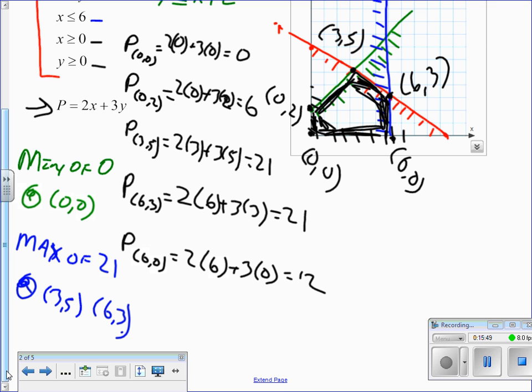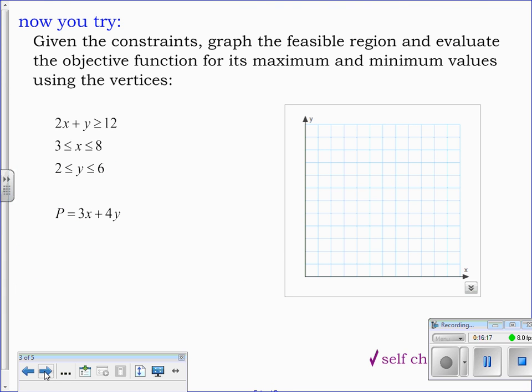There's technically an infinite number of combinations of x and y that work in that system, but the only ones where something important happens are at the vertices. That's where the best or the worst will happen. Okay. Your turn. Graph those constraints. Find the vertices. Figure out which vertex will give you a maximum and minimum value, and what those maximum and minimum values are.